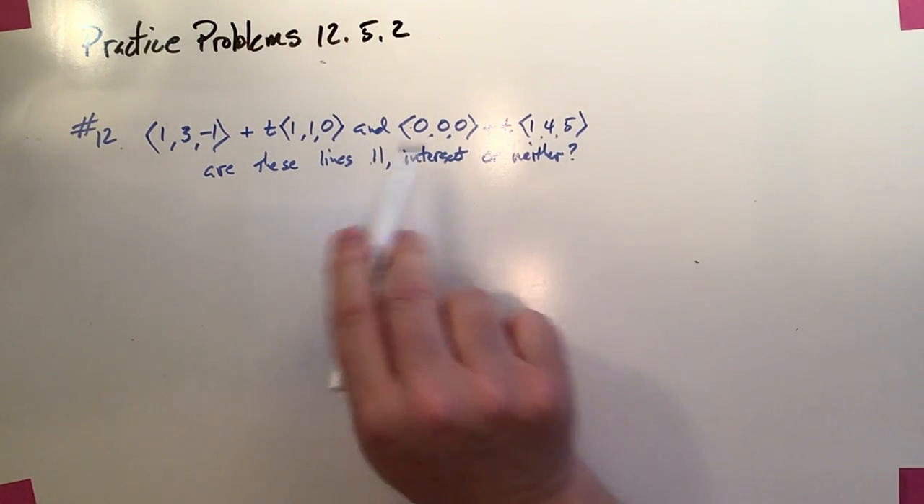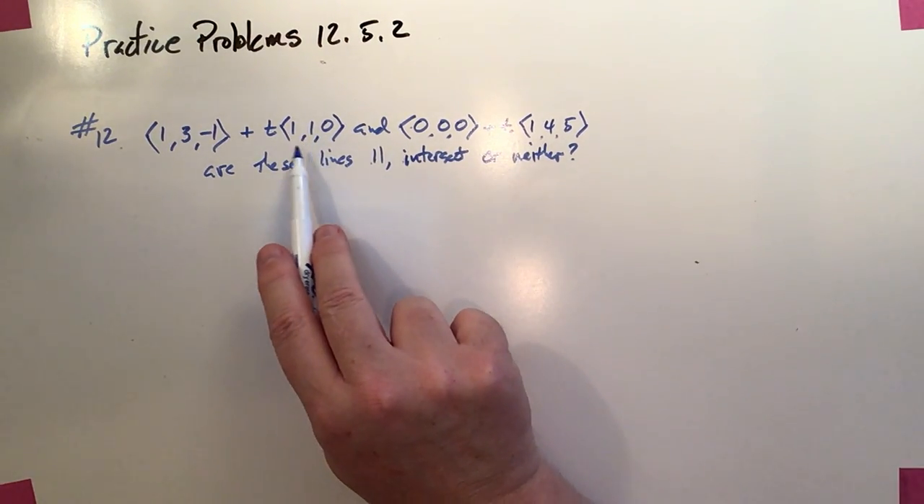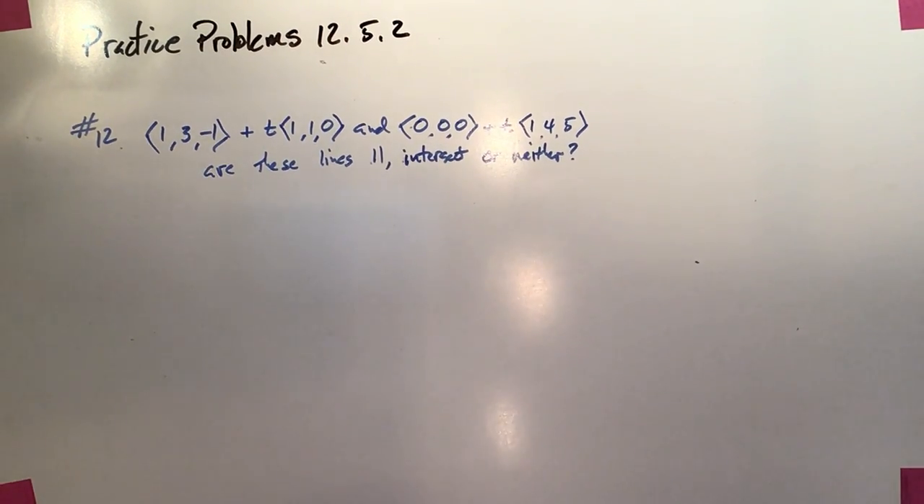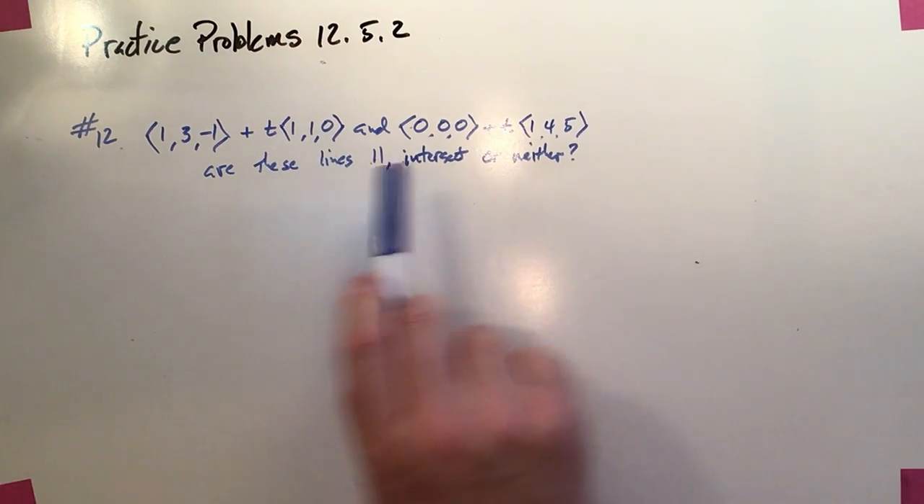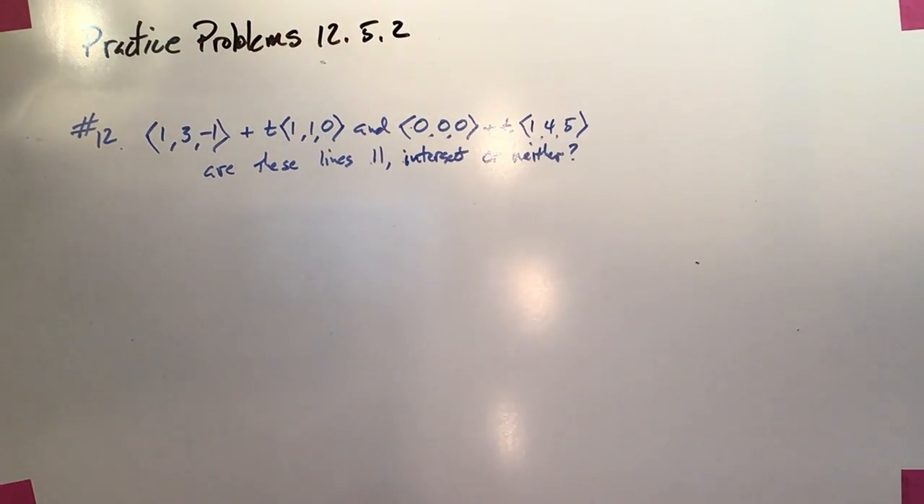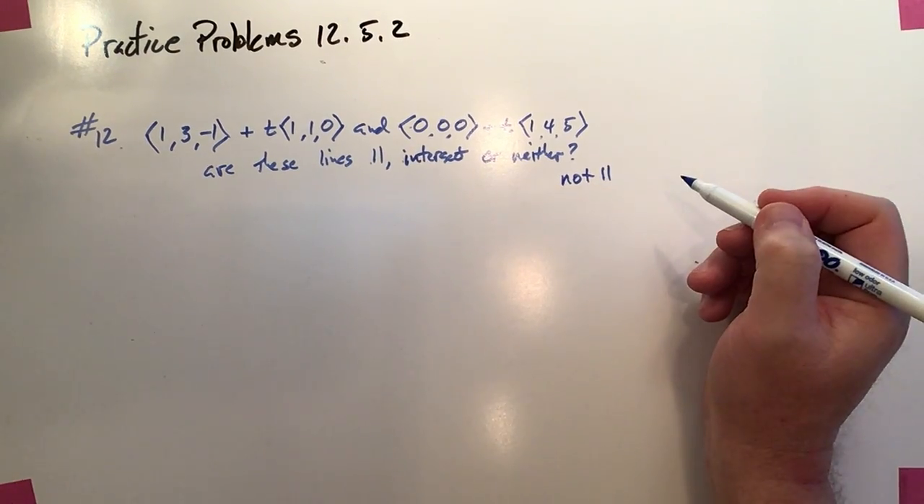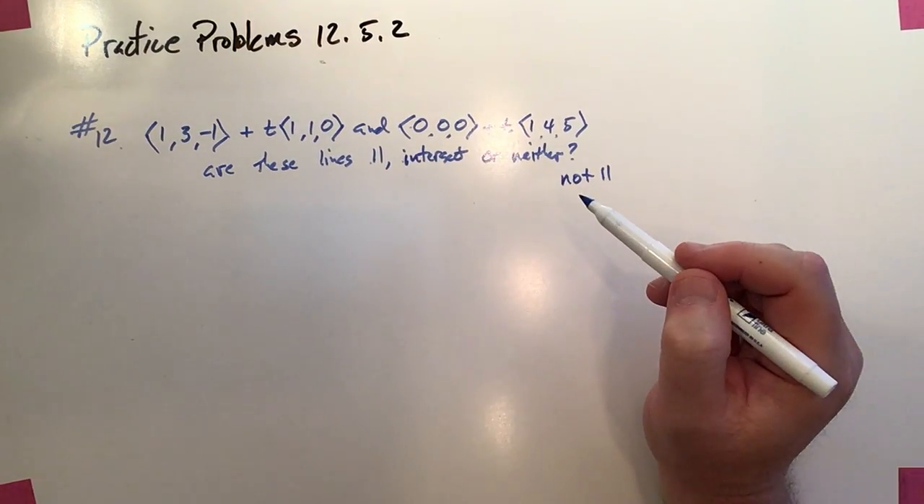Well, testing parallel is pretty easy for a pair of lines. What we want to do is compare their direction vectors. If their direction vectors are multiples of each other, then they are parallel, because in essence that means they're pointing in the same or in opposite directions. However, 1, 1, 0 and 1, 4, 5 are not multiples of each other, so I can say definitively they are not parallel. Well, let's look and see whether they intersect or not.